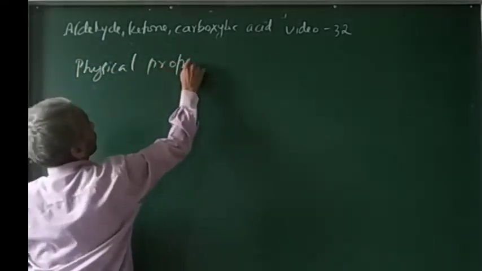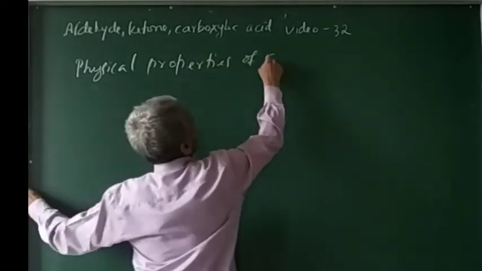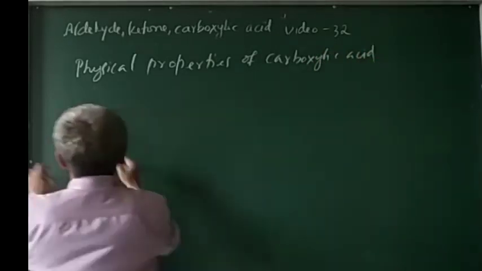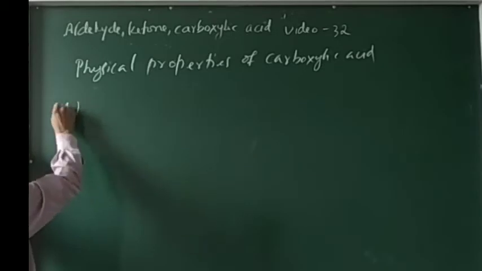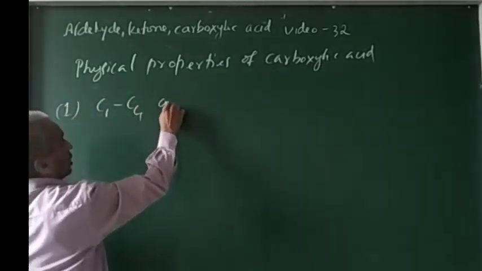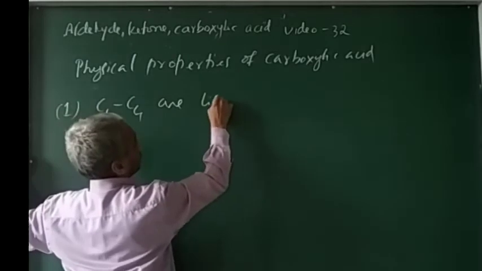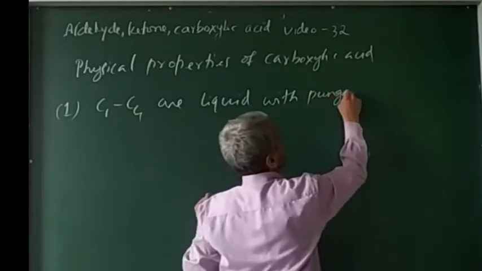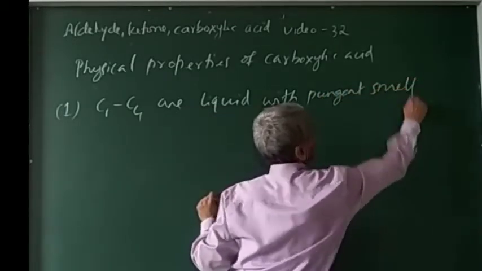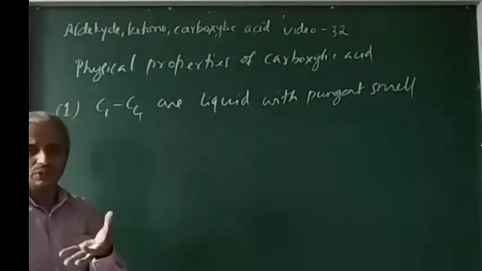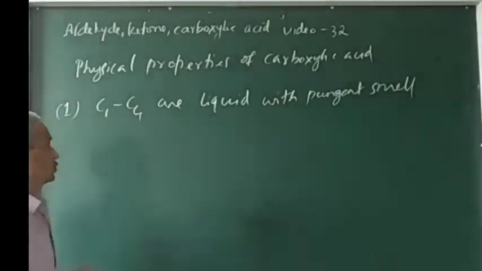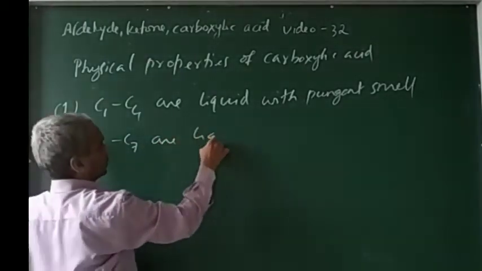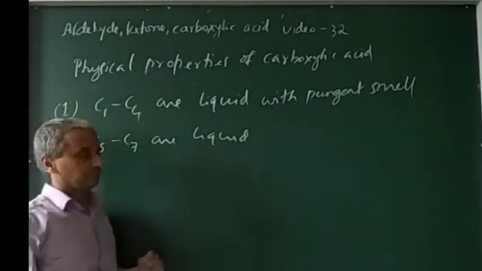Physical properties of carboxylic acid. First one, C1 to C4 are liquids with pungent smell. Irritating smell will be there. Vinegar, you can smell it because it irritates your nose. Then C5 to C9 are again liquid but with lesser pungent smell.